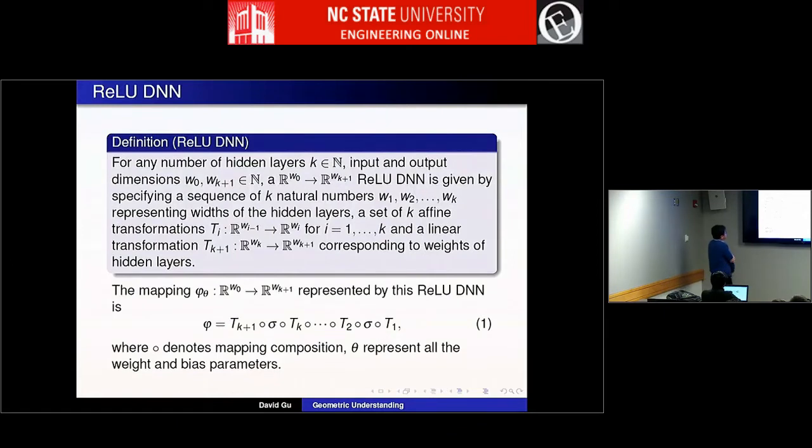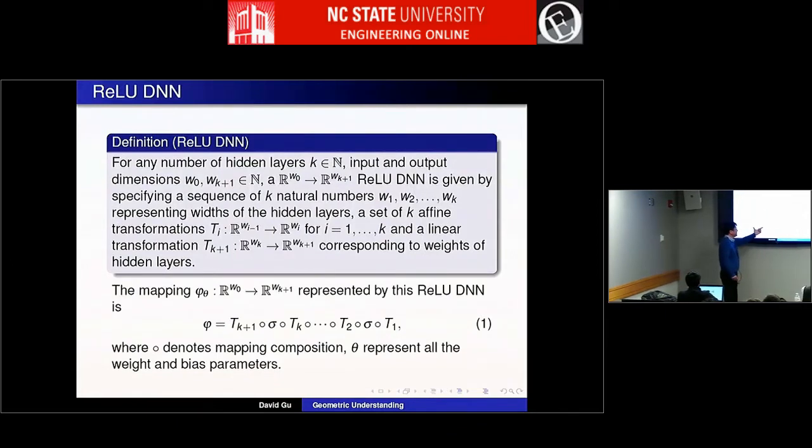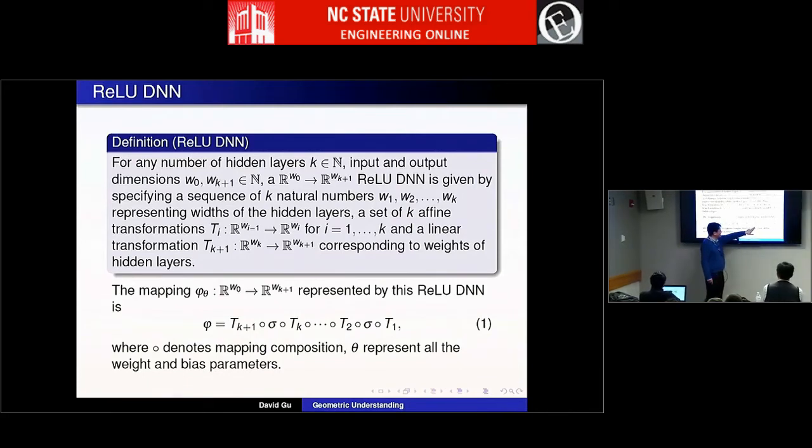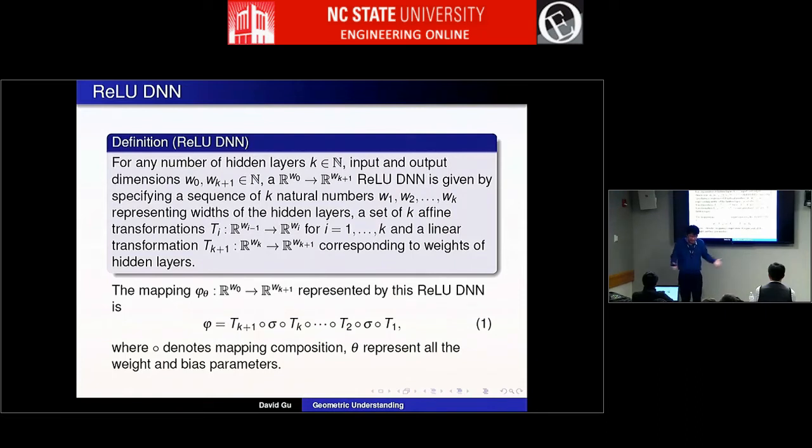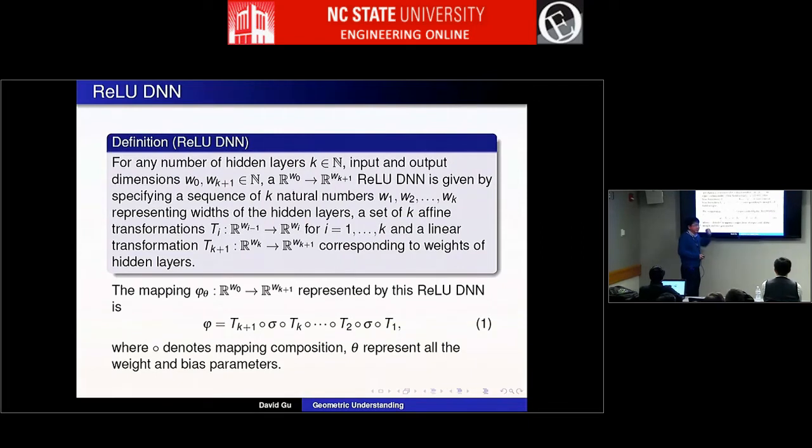If we use a ReLU DNN, then the whole mapping can be represented this way: T1 composed with sigma, composed with T2, and so on. Each T here is a linear map, which can be represented as a matrix, and sigma is the ReLU function. So the composition is a piecewise linear function. ReLU DNN is nothing but a piecewise linear function, but globally φ is continuous.